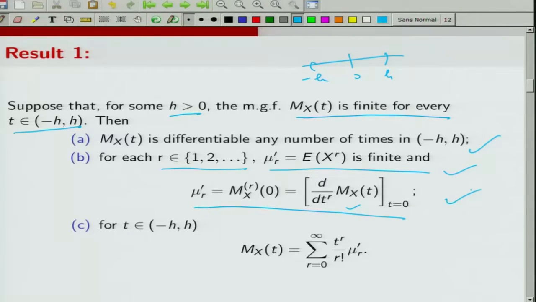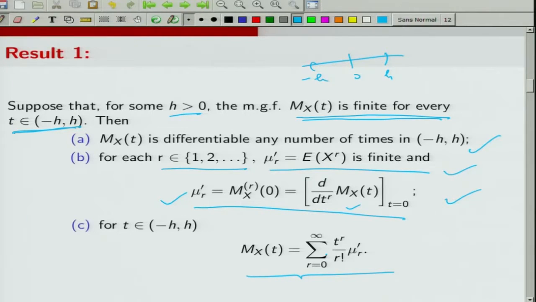So you can see how powerful the moment generating function can be to derive the moments. So if these conditions hold, then the rth moment you can get just by differentiating the moment generating function r times and putting t equal to 0. Not only that, if this assumption holds, that means the moment generating function is finite in a neighborhood of 0, then it has a Maclaurin series expansion, which can be written as summation r equal to 0 to infinity t to the power r by factorial r mu_r prime.